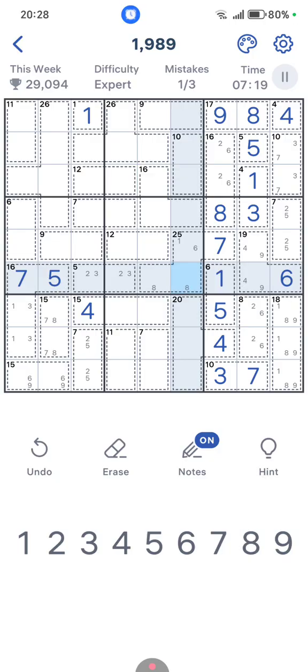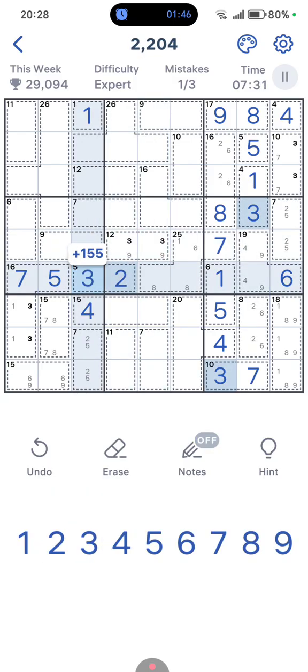Okay, that's an 8 there, and that's a 7 there. Then this has to be 3 and 9. So this is going to be 2, 3, 4, 9. That should be 6.